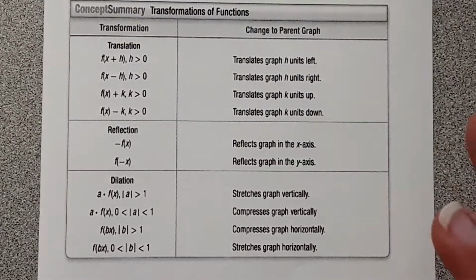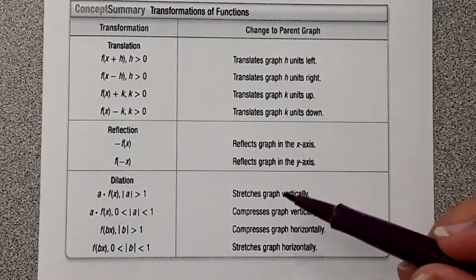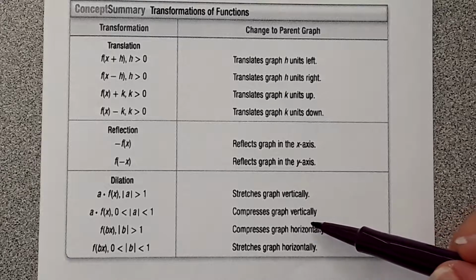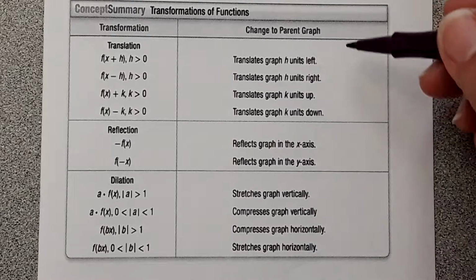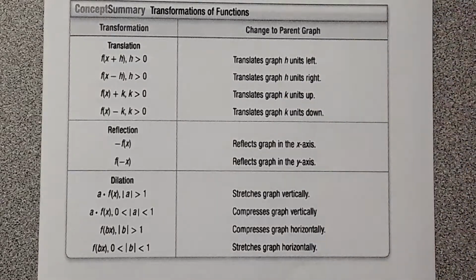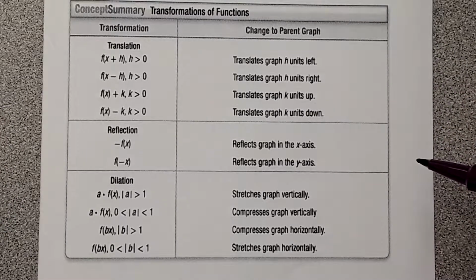And then we're going to talk about dilations. Dilations either stretch graphs vertically, compress them horizontally, or stretch the graph horizontally. What I want to do is talk about these when we go to graph, so you can actually see what I mean, because I'm pretty sure right now these just look like a whole bunch of words and you're like, what is that? So let's do the examples 1A, 1B, 1C, 1D first, and then we'll talk about the transformations.